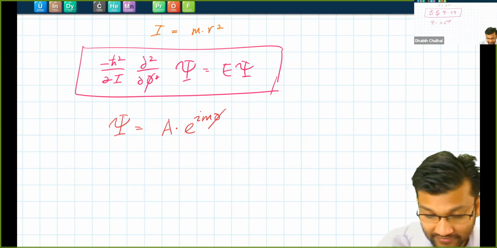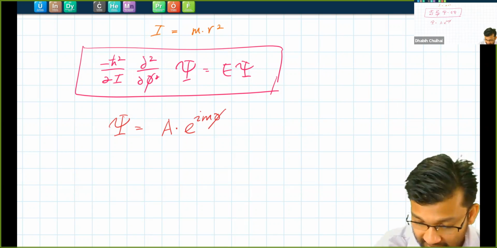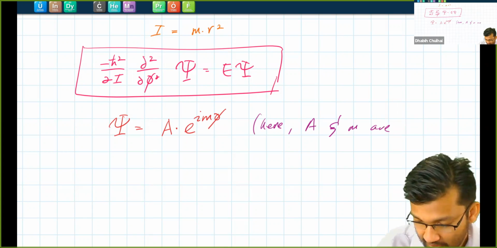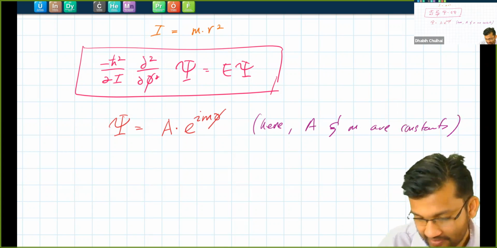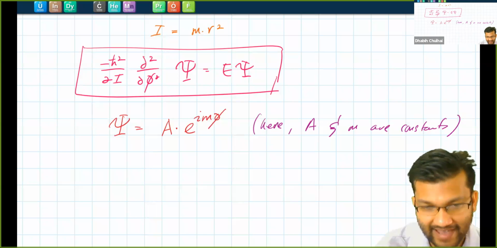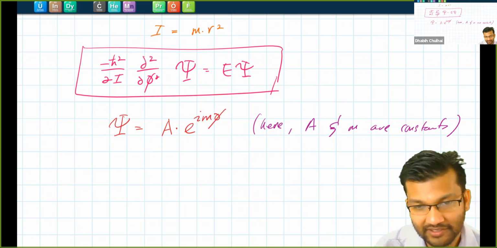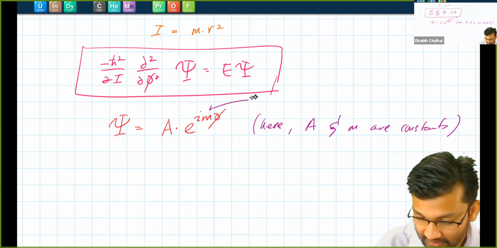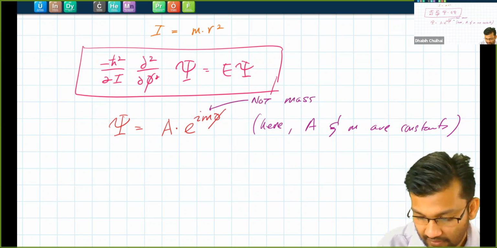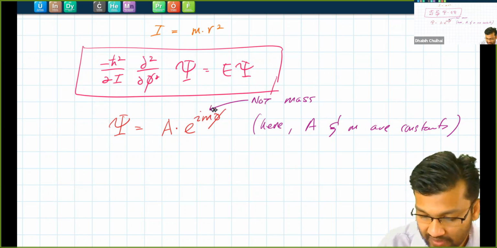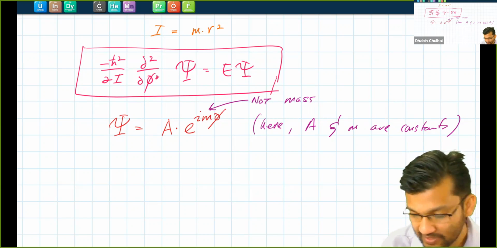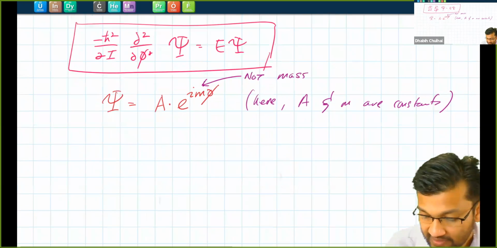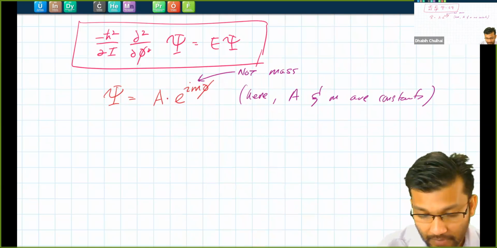Here, A and m are constants. The reason I use m, not n, is going to become clearer later on, but this m is not the mass. Remember, mass is already wrapped up in this I over here. It's going to be a quantum number once we solve it, and there's a reason why we use m. But that's going to be our answer.